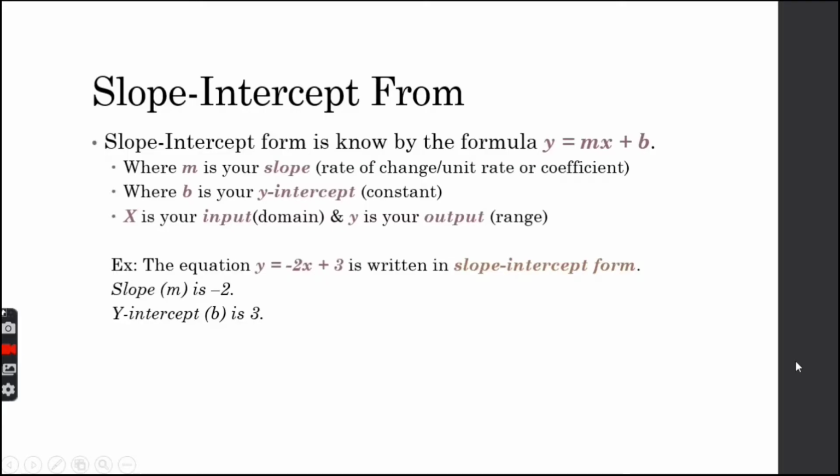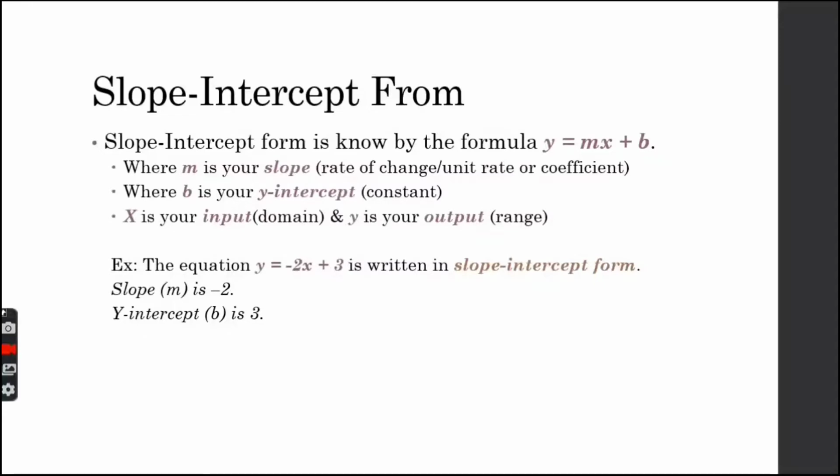So slope-intercept form, as you know, is y equals mx plus b. So m is your slope, b is your y-intercept. That's where my line crosses my y-axis. Slope is my rise over run. If you remember that from our lesson on that. X is our input or our domain values, our independent values, while y is my output, which is also my range and my dependent value. Y depends on x.